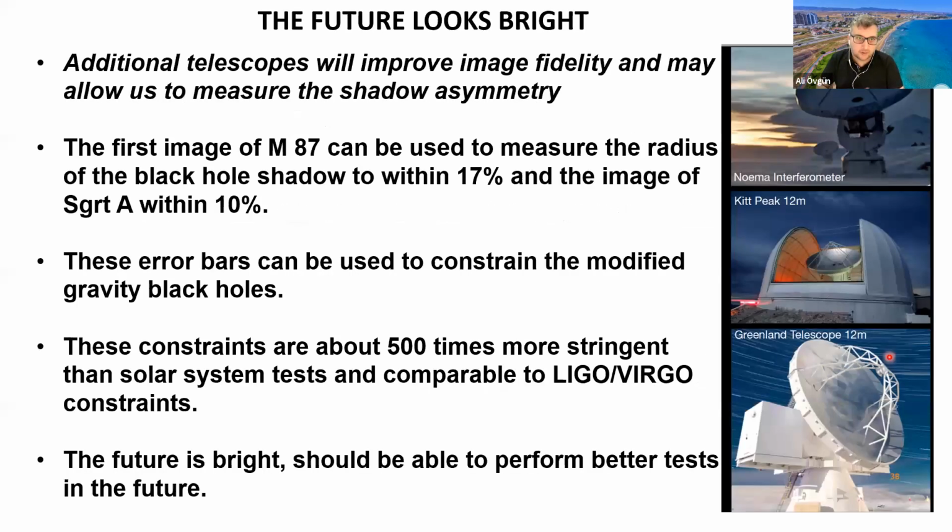As for the future, it looks bright. Additional telescopes will improve the image fidelity and may allow us to measure the shadow asymmetry. The first image of M87 can be used to measure the radius of the black hole shadow within 17%, and the image of Sagittarius A within 10%. These error bars also can be used to constrain modified gravity black holes, as we did. And these constraints are about 500 times more stringent than solar system ones, and also comparable to LIGO-Virgo constraints.